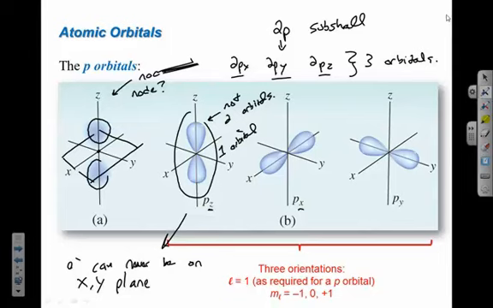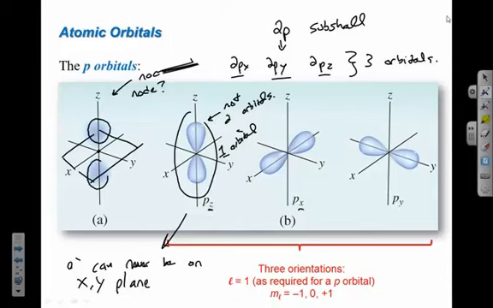So again, any one orbital can hold a maximum of 2 electrons. So I could put 2 electrons in that area. How many total electrons fit in the entire 2p subshell? 6, right? A maximum of 2 in each orbital.